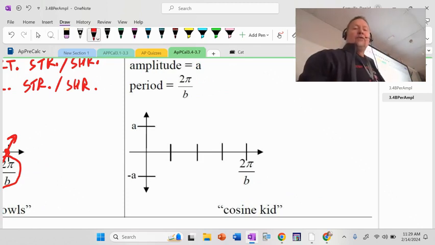All right, and then amplitude again is A, but for the cosine kid, it starts high, then 0, then low, then 0, then high. Whatever these numbers are, we're just going to mark them.